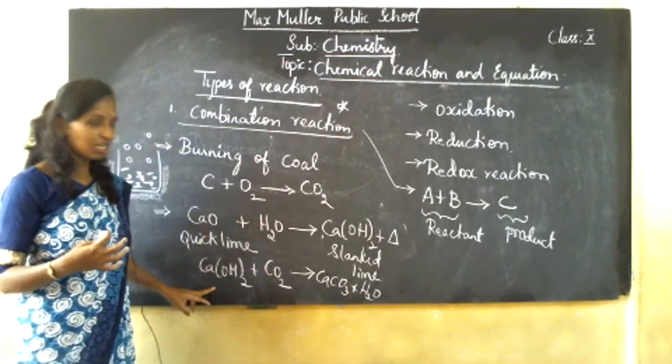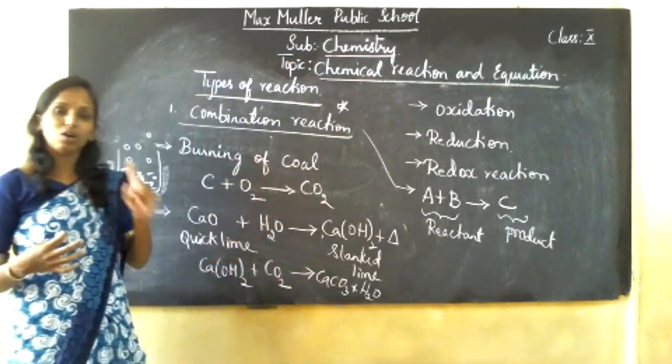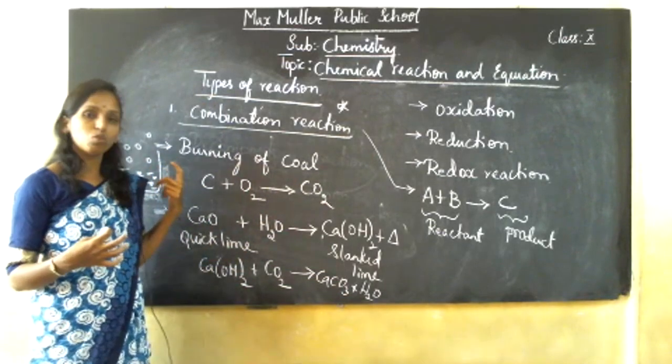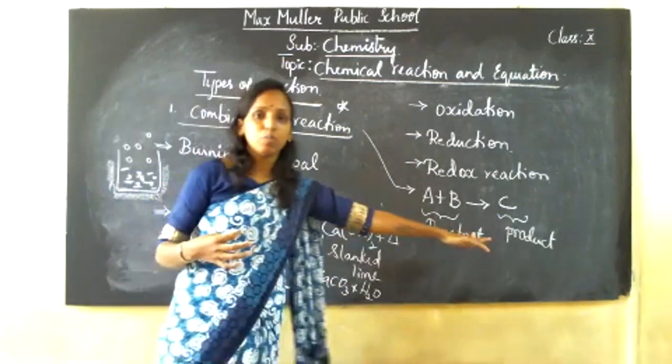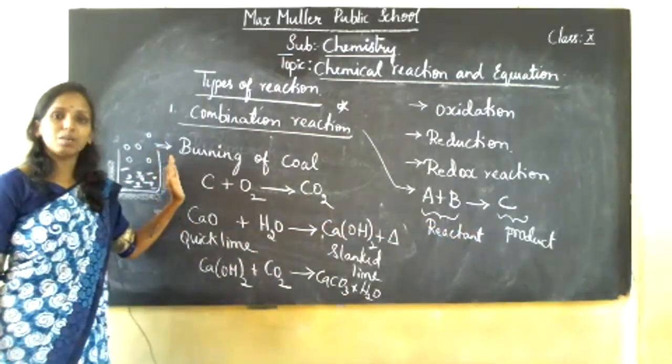But here it doesn't count. Why? Because we have two products. Correct? But in combination, you have only a single product. Two or more reactants will give you a single product. This is your experiment which is given in your textbook, and this is a general example which I told you.